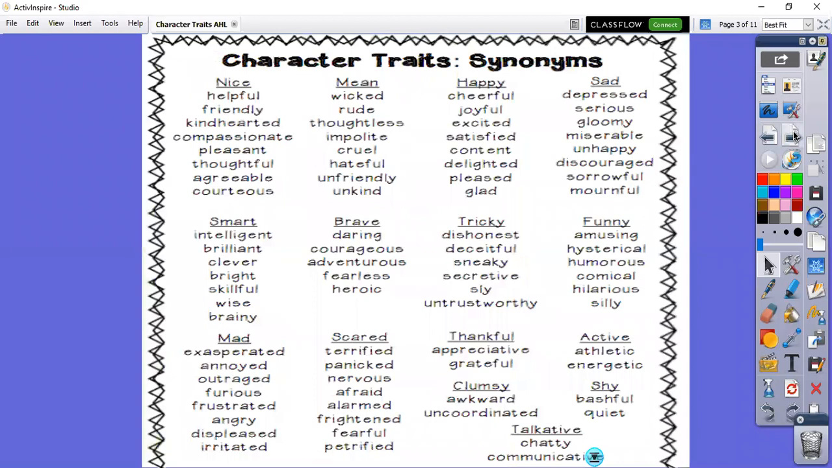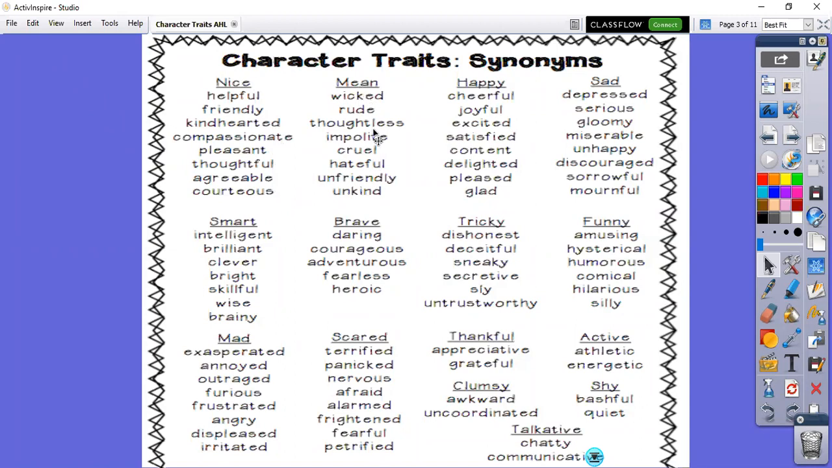So let's look at some character trait synonyms. Now, we are always able to pick out just these common words like nice or mean or happy or sad. But when we dig deep, these words have specific synonyms that can help you by looking at what they're saying, what they're doing, and what they're thinking. The characters are digging deep into these words. Nice, not just being nice, but they could be helpful, friendly, kind-hearted, compassionate, pleasant, thoughtful, agreeable, courteous.